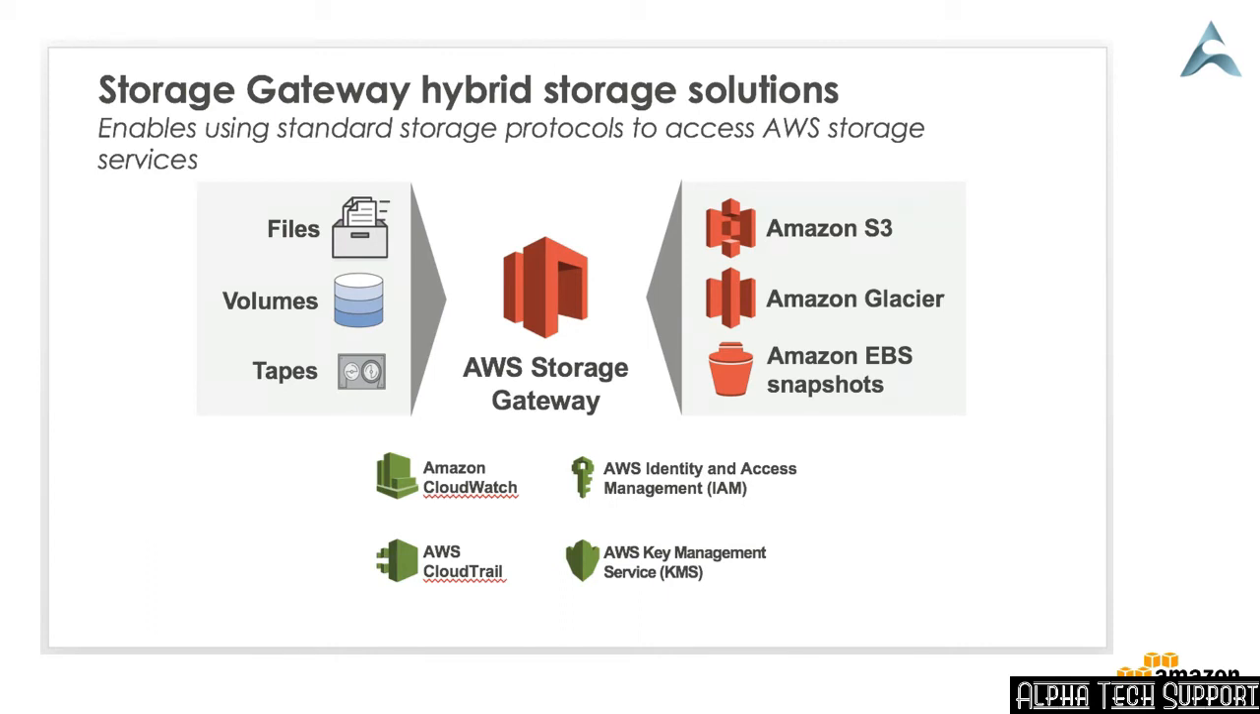You can integrate Amazon CloudWatch to manage your logs or your resources. You can use CloudTrail. You can log in via IAM, Identity and Access Management, or apply Key Management Service for encrypting or logging your data. You can enable using standard storage protocols to access AWS storage services.